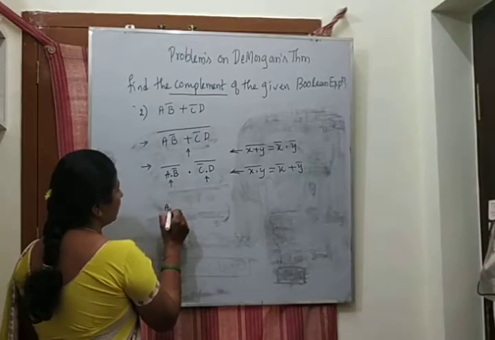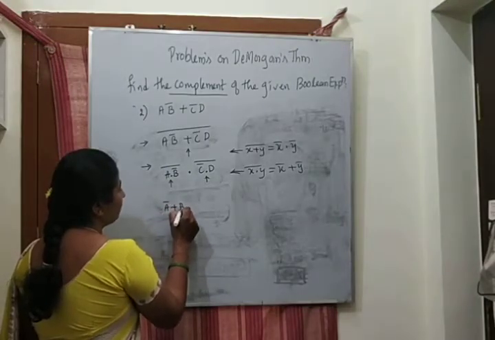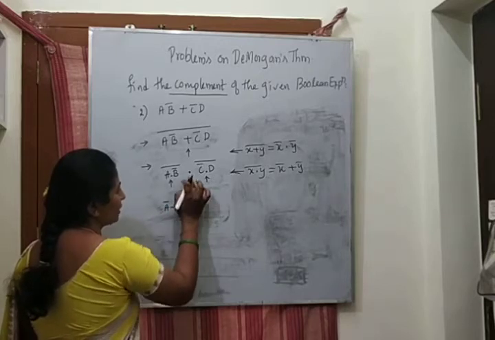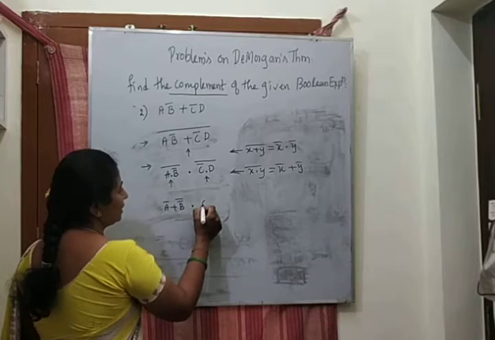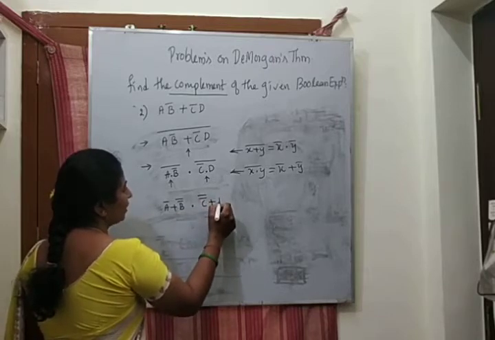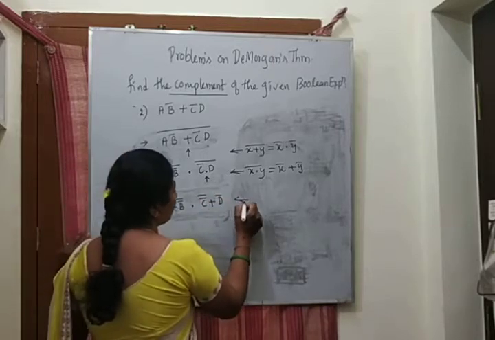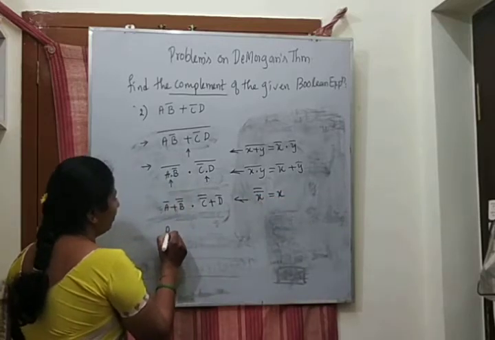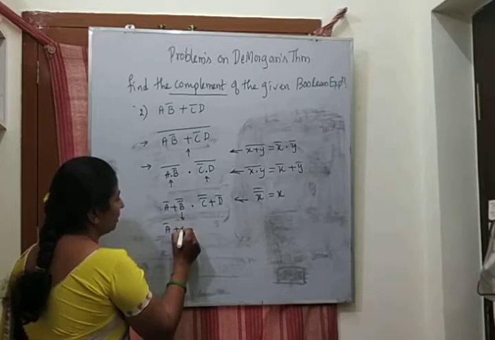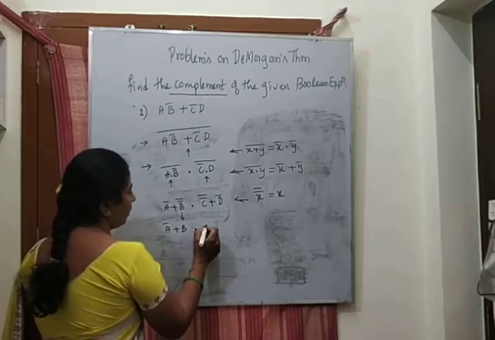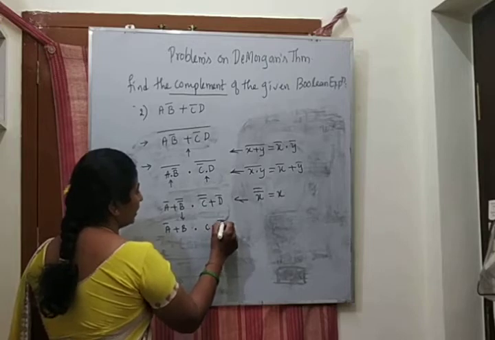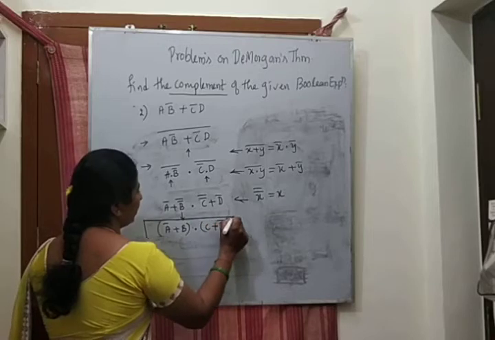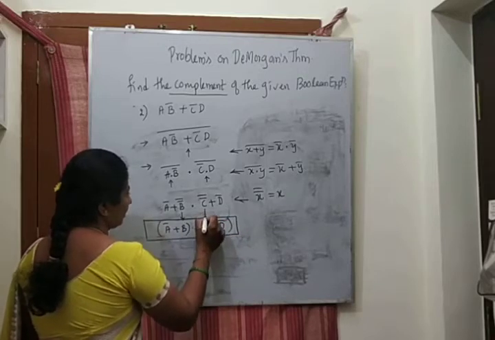Then what will you get? A bar plus B double dash. This plus dot gets changed to plus. Copy down the plus dot as it is. C double dash plus B dash. So according to x double dash can be written as x, we get A bar plus B dot C plus D bar. This is your complementation for the given Boolean expression.